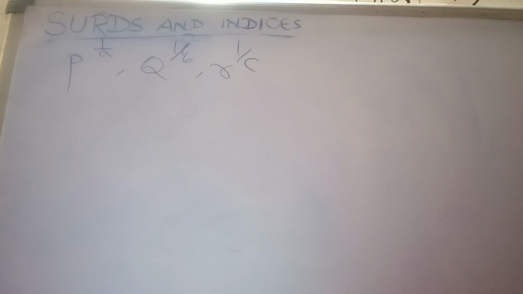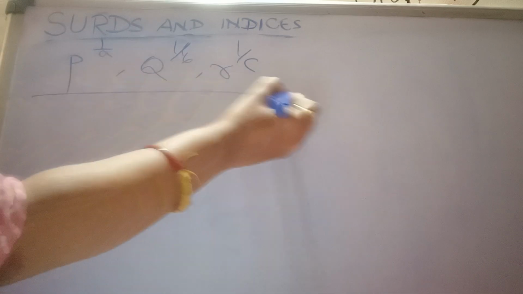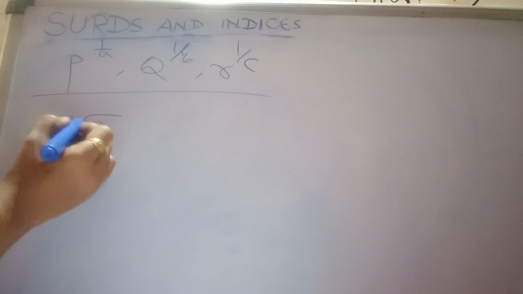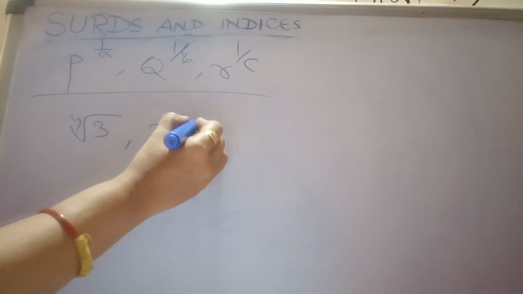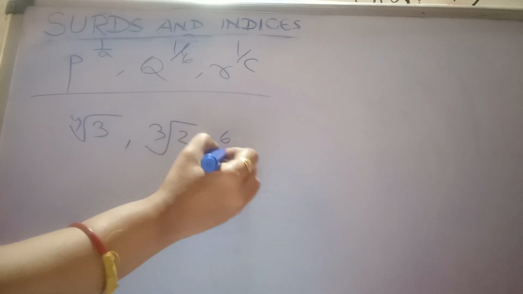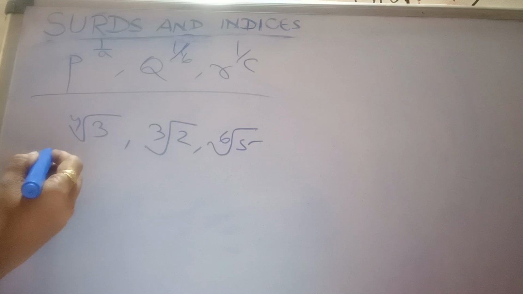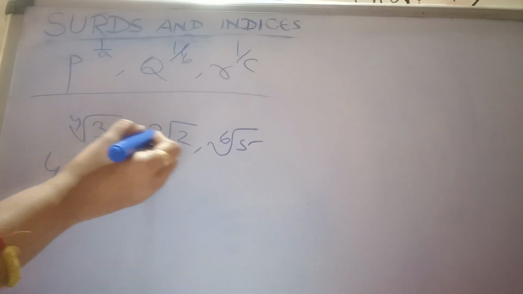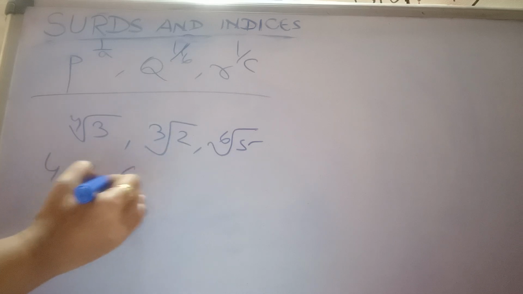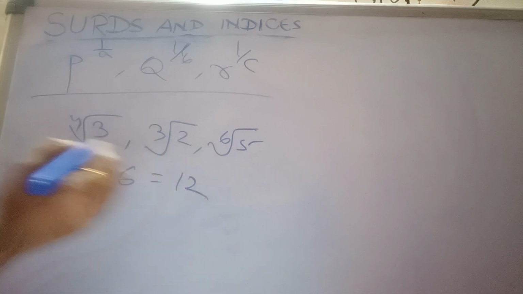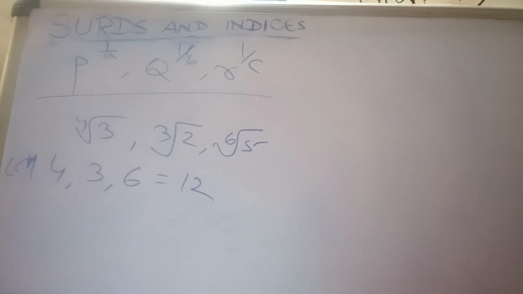So if we do one question then we can understand. Suppose there is one question: arrange fourth root of 3, cube root of 2, and sixth root of 5 in the decreasing order. So first, the LCM of 4, 3 and 6. LCM is 12.